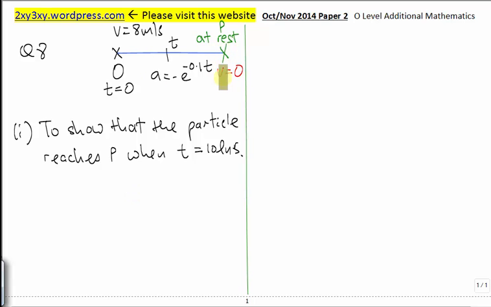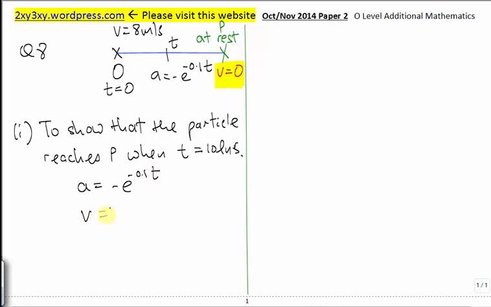We are going to do this question based on this fact, v equal to 0. If we can get the v expression, we just equate the v expression to 0, and we should be able to get the value of t equal to 10 ln 5. So we need to find the expression for v first, and we are given the acceleration expression. Acceleration is given by minus e to the power of minus 0.1t.